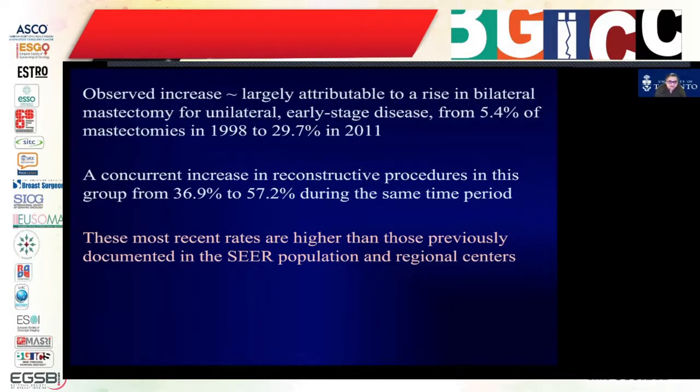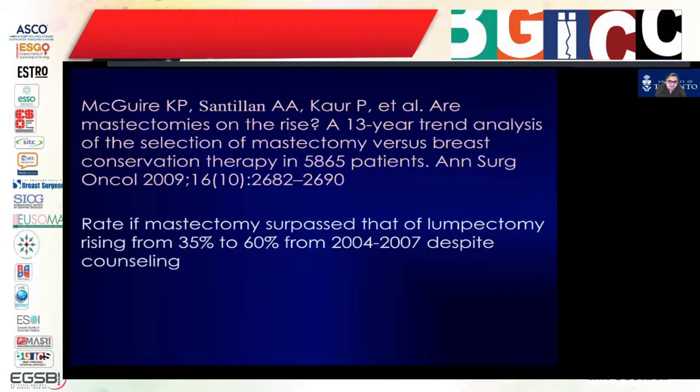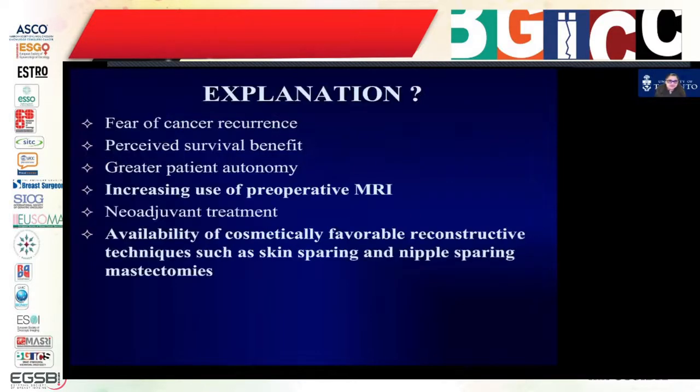And if you look at the more recent rates, they're even higher than what was previously documented in the SEER population and regional centers. So here's another paper that was published in 2009, where the rate of mastectomy surpassed that of lumpectomy for early stage cancer, despite counseling. So what is the explanation?